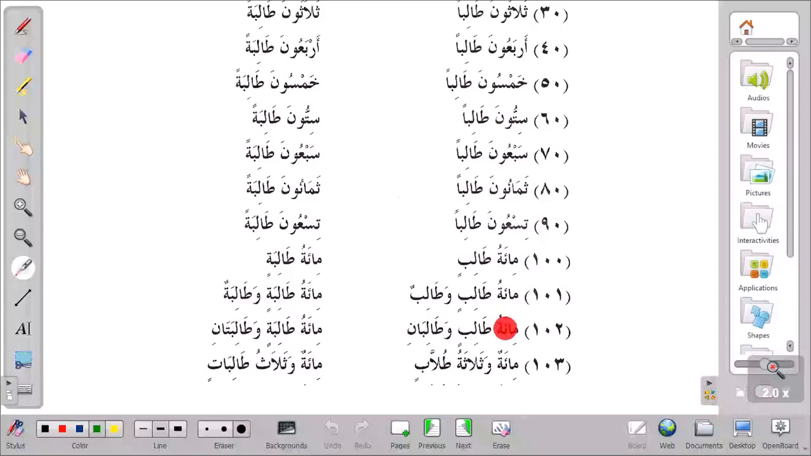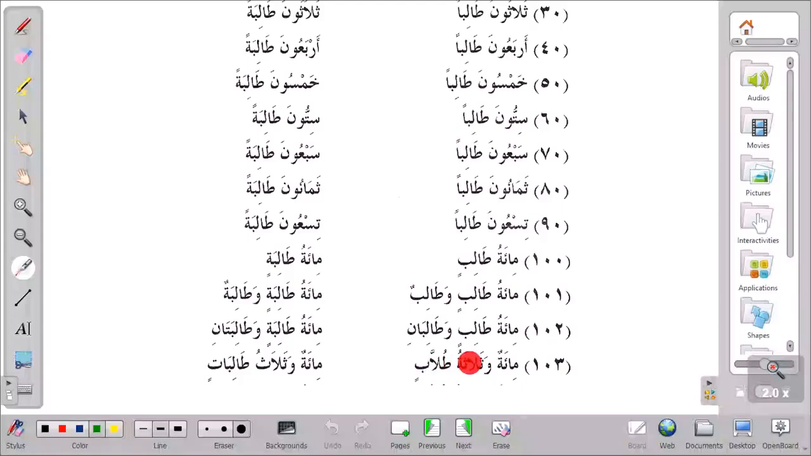That's why you say mi'atu talibin, and we said it's always going to be singular also. So here it is majrur, and it is singular because it is coming after mi'a. But if it is coming after thalathatu here, if you are going to use this method, then the ma'dud is going to follow the rules of the numbers from 3 to 9, as it is coming after 3.